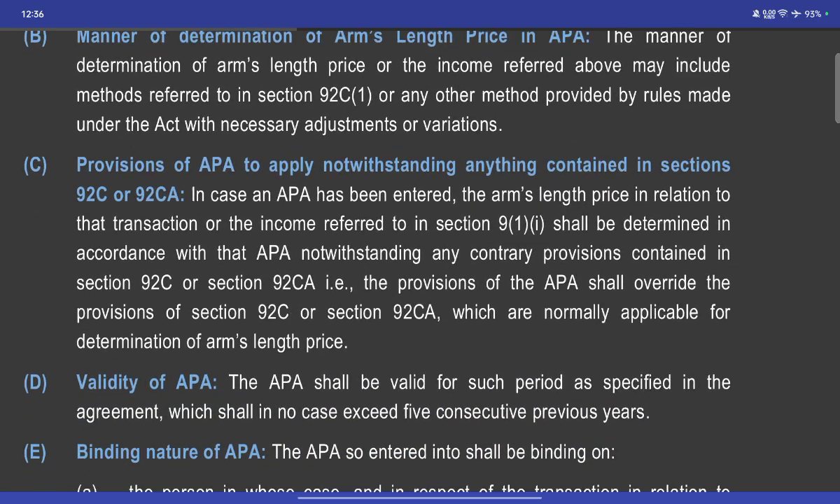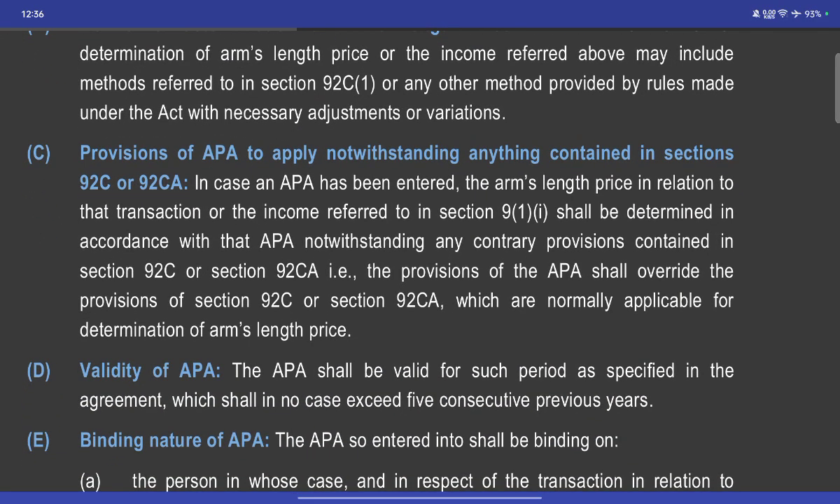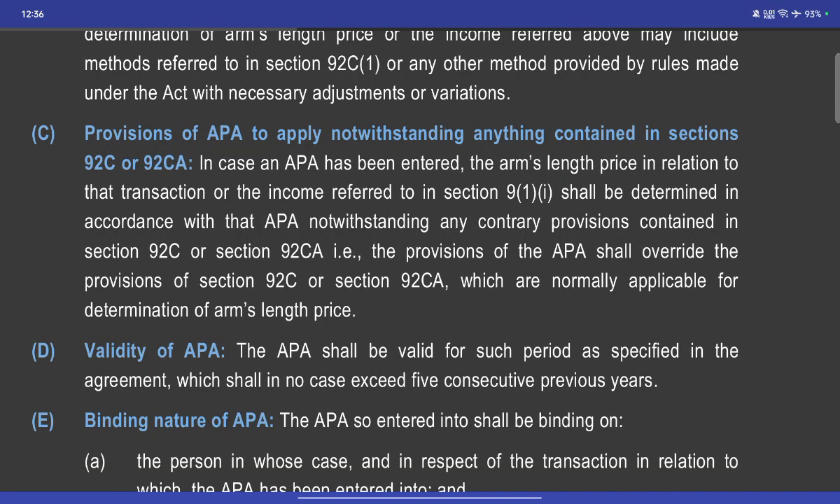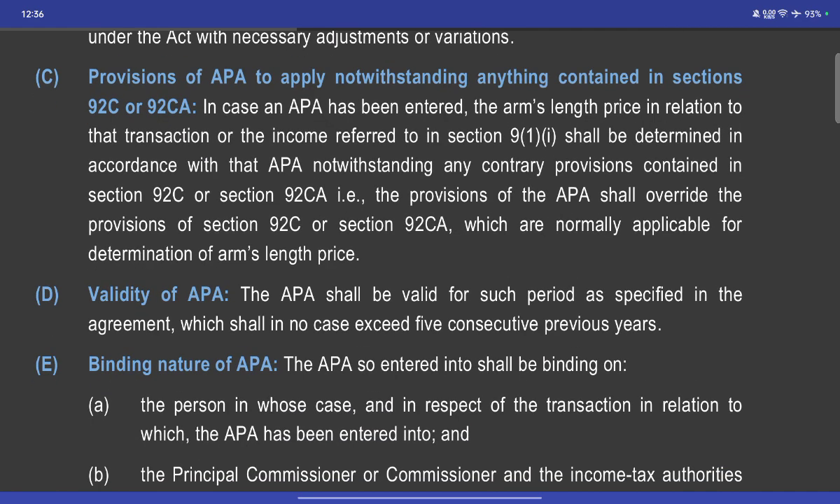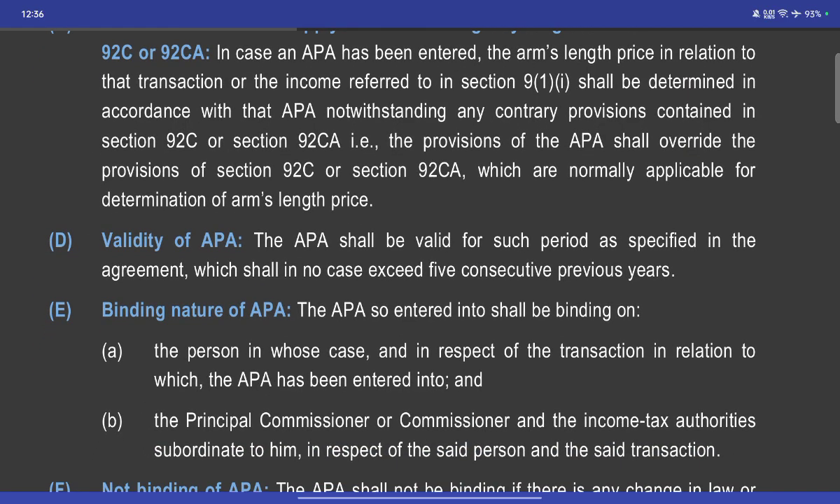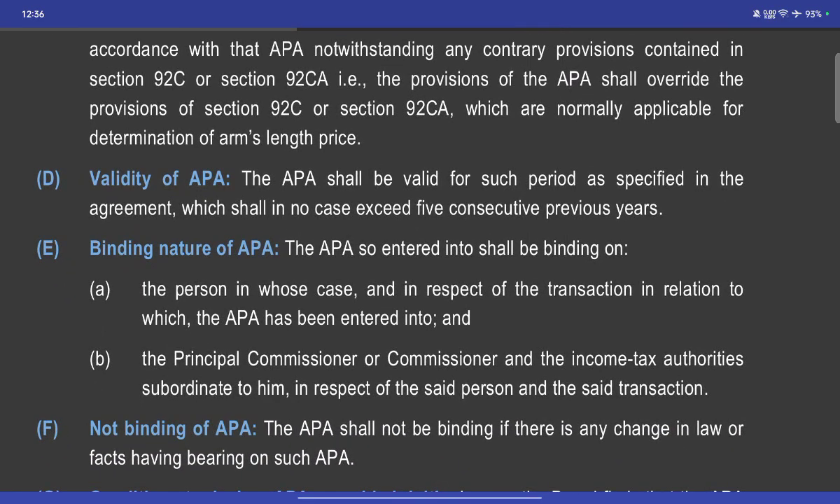Provision of advance transfer pricing overrides. Notwithstanding anything in Section 92C and Section 92CA, where an APA has been entered into, the arm's length price in relation to the transaction or the income referred to in Section 9(1)(i) shall be determined in accordance with the APA. That is, the provisions of the APA shall override the provisions of Section 92C and Section 92CA, which are normally applicable for determination of arm's length price.